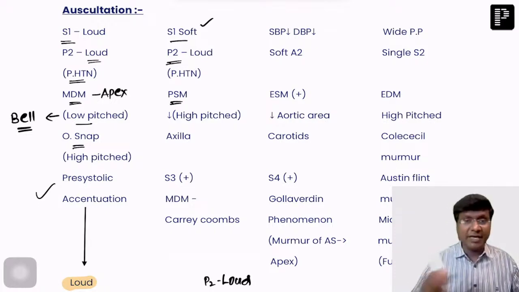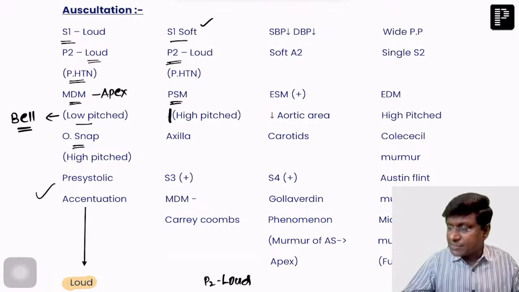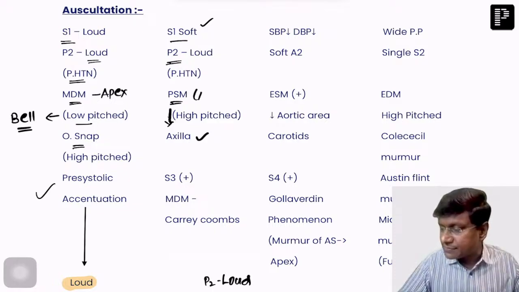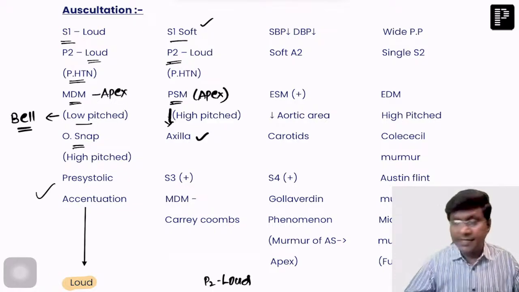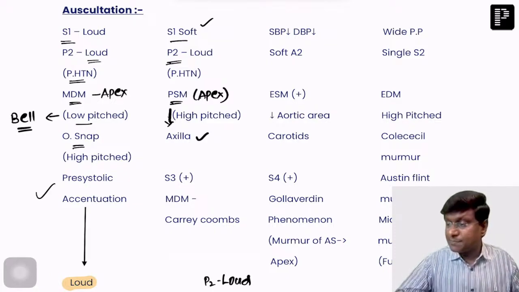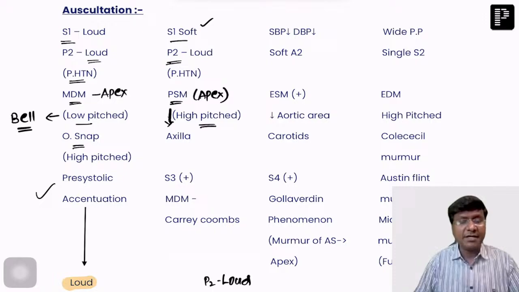And the murmur will be a pansystolic murmur, right? This pansystolic murmur is heard first at the apex, and from the apex it radiates to the axilla. And this murmur is a high-pitched murmur.